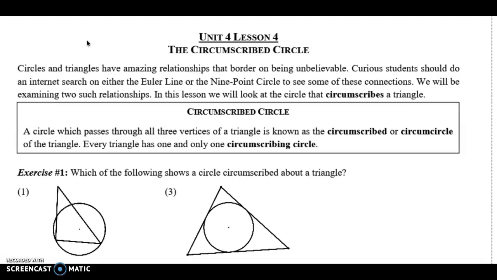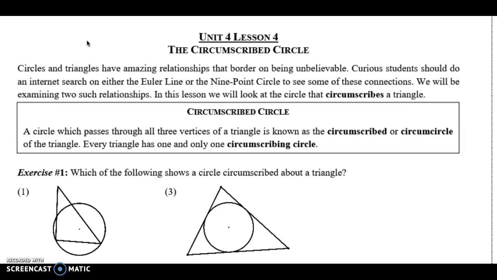Circles and triangles have amazing relationships that border on being unbelievable. Curious students should do an internet search on either the Euler line or the 9-point circle to see some of these connections. We will be examining two such relationships. In this lesson, we will look at the circle that circumscribes a triangle. So what exactly does that mean?